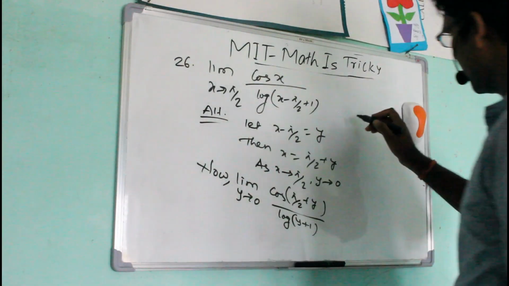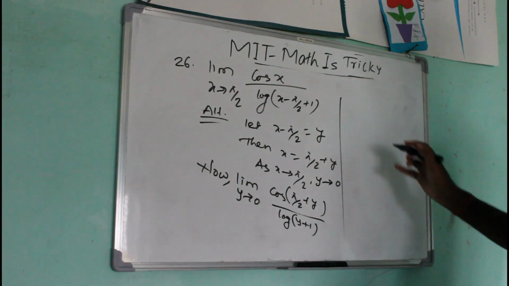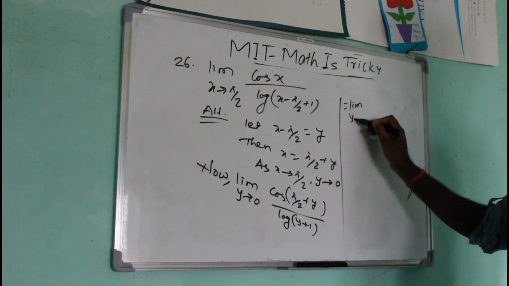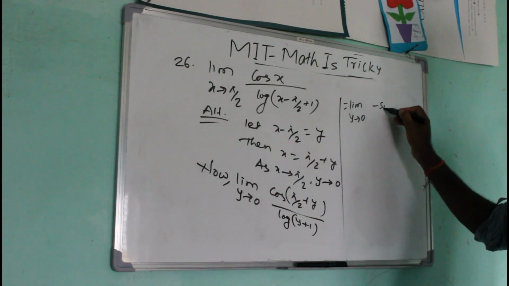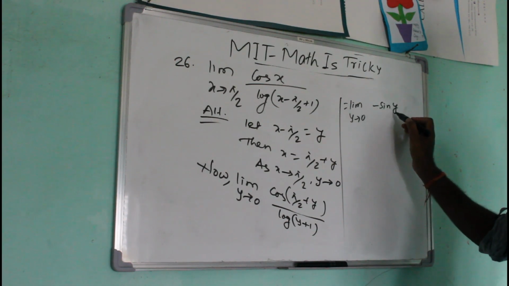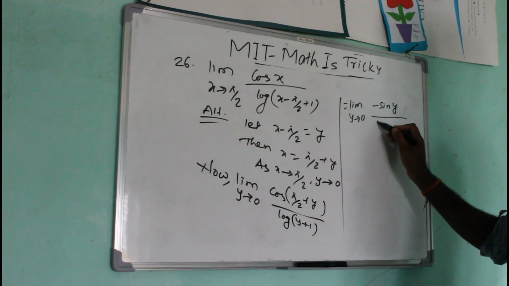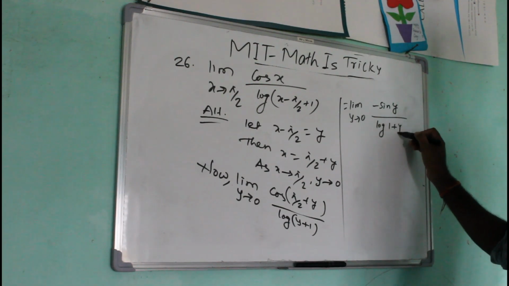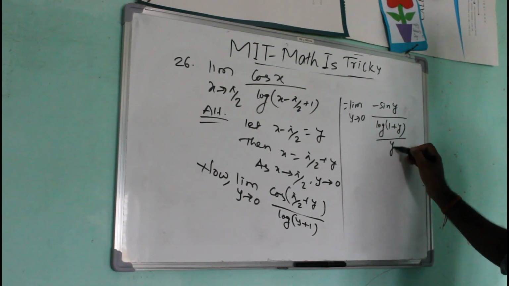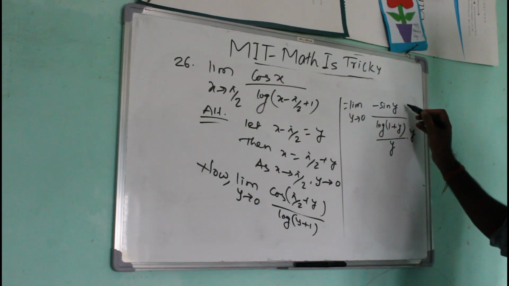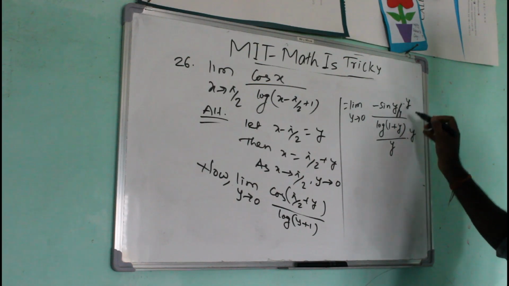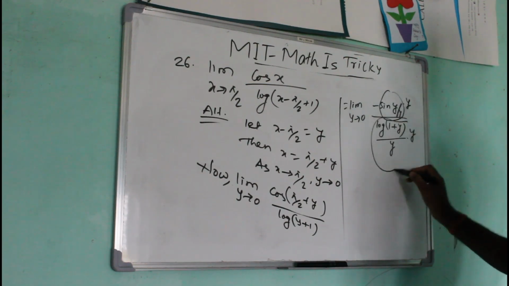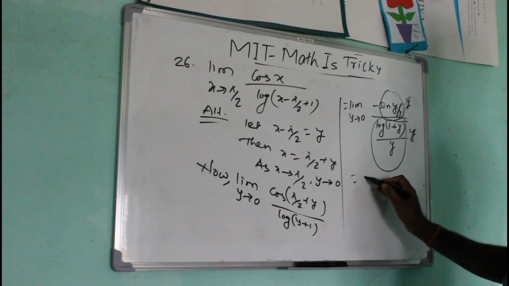So let me solve it here. Now we have the limit y tends to 0. In numerator it is cos of 90 plus theta, which means minus sine theta, so here minus sine y, and in denominator it is log of 1 plus y. To use the formula in denominator, I'm dividing and multiplying by y. To use the formula in numerator also, multiplying and dividing by y, so that this will give 1, this also will give 1, and the y cancels, so that we are getting here minus 1.